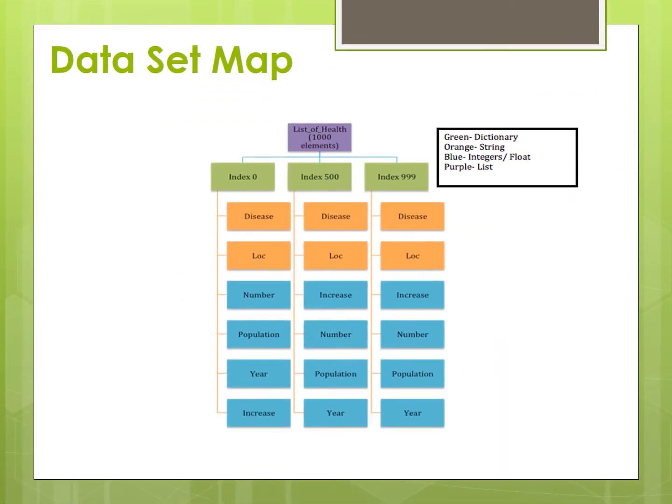This is the map of my dataset. The set starts with the list of health, which is a list that contains 1,000 elements or dictionaries, all labeled indexes. Each index includes 6 elements, which are disease, LOC or location, number, population, year, and increase. Disease and location are both strings, and number, population, year, and increase are integers or floats.